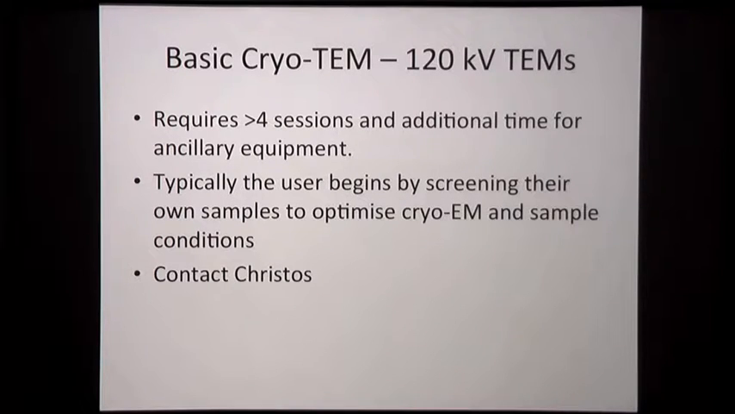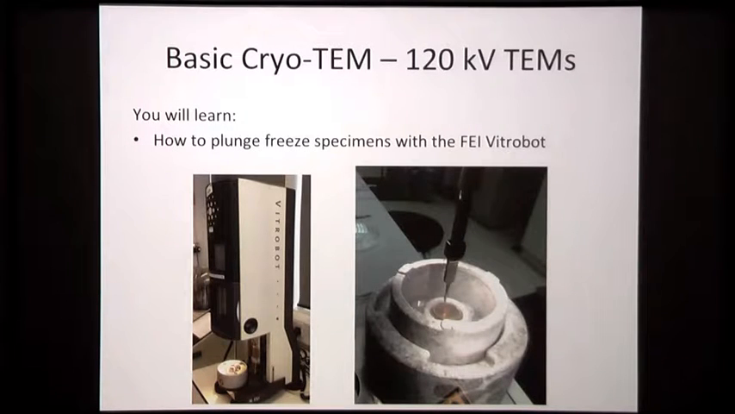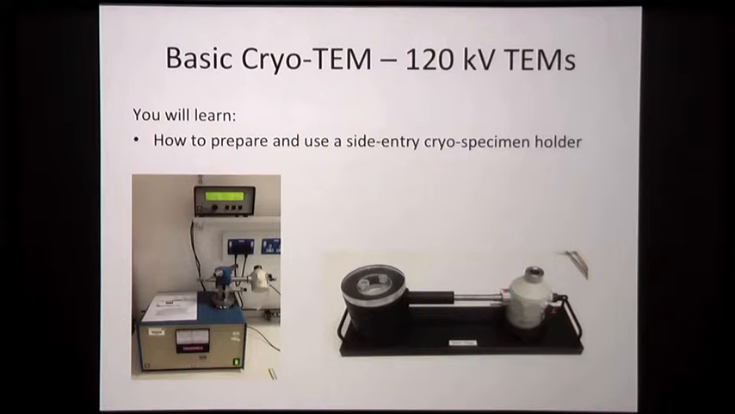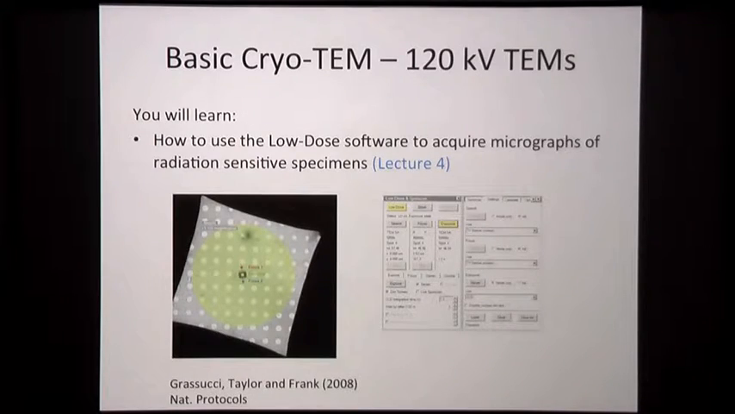This also takes place on the 120 kV instruments. During this time you're going to learn how to prepare cryo-EM specimens, and how to use the FEI Vitrobot to plunge freeze your specimen. You'll learn how to use a side entry cryo specimen holder and how to prepare it. It needs a little bit more preparation than the room temperature procedures. You'll also learn how to use the low dose software, which is part of the FEI software, which we use to collect images of radiation sensitive specimens. This was outlined in Laurie's lecture.